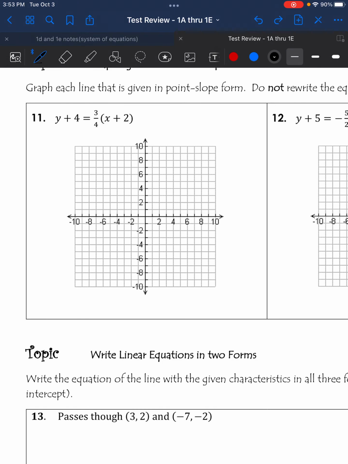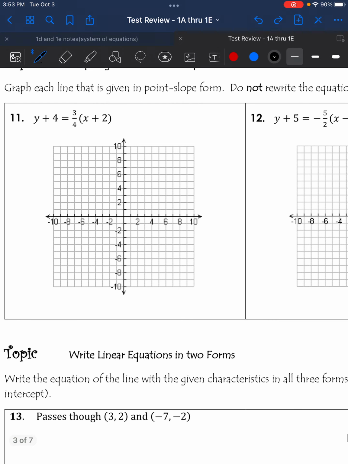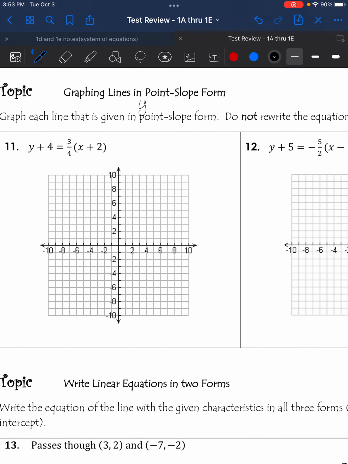All right, number 11. I'm going to put it just using point slope form. Point slope form is y minus y1 equals m times x minus x1.